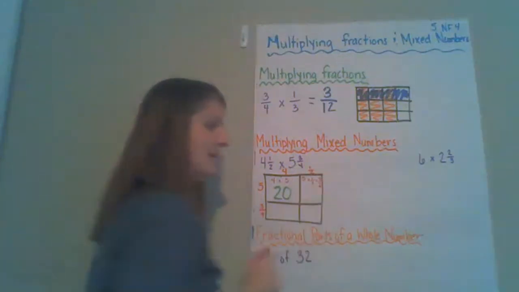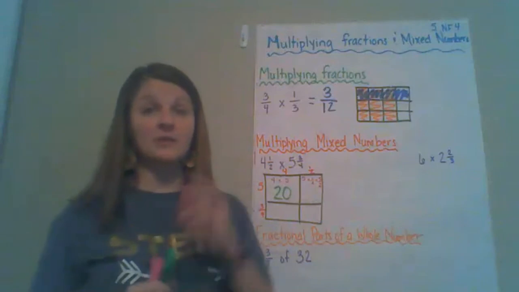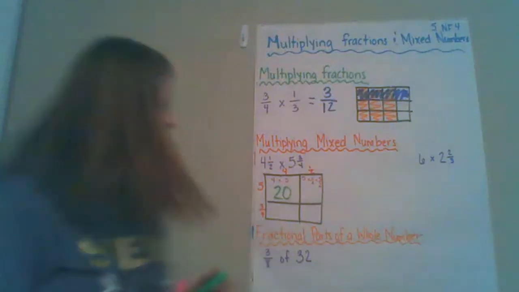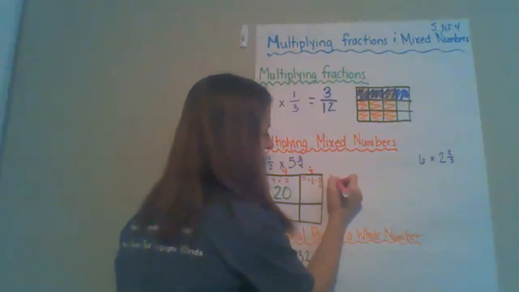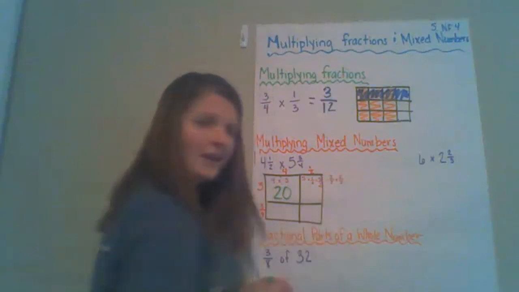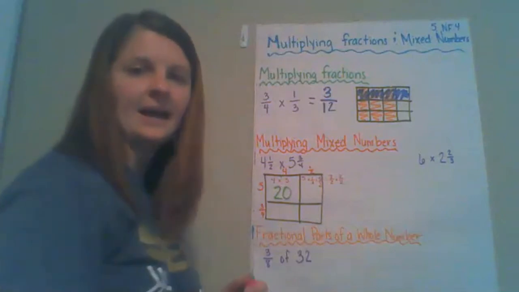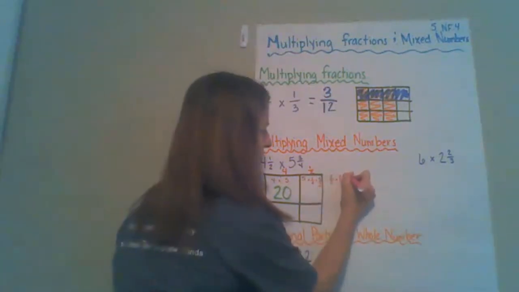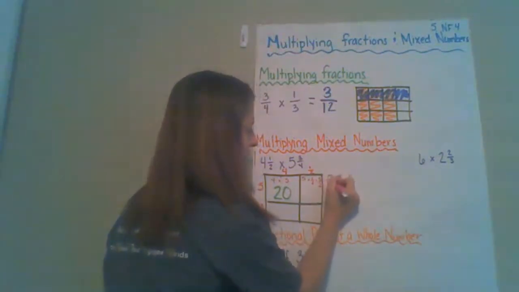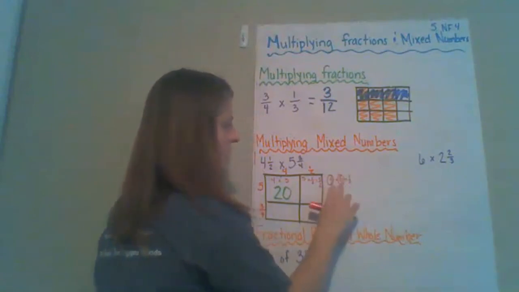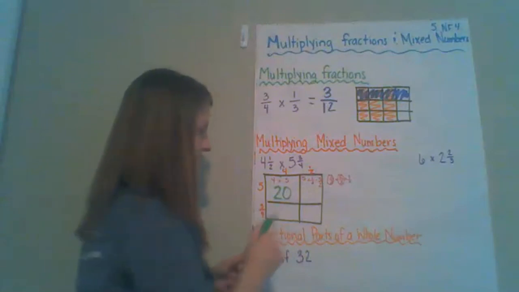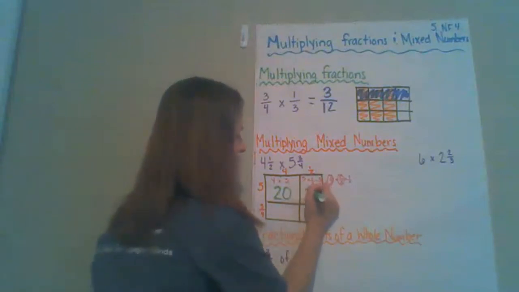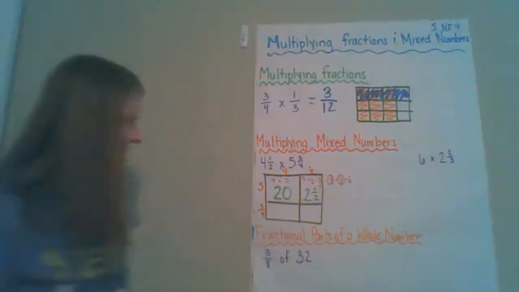But if I think about 5 halves, I know that 2 halves make a whole. Let me just jot that down. So I've got 2 halves make a whole. If I do another 2 halves, that's 4 halves. And then I have one more half, and that's my 5 halves. So I have 1, 2 wholes, and a half. So 5 times 1/2 is 2 and 1/2. Awesome. Okay.